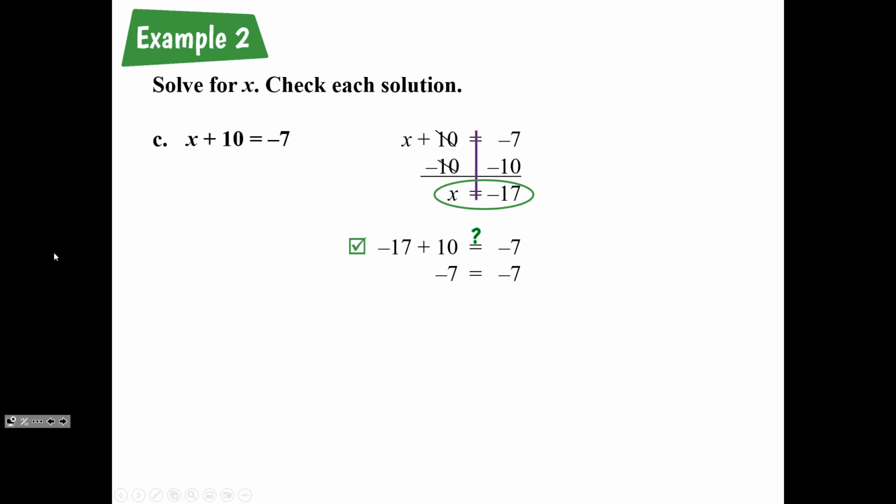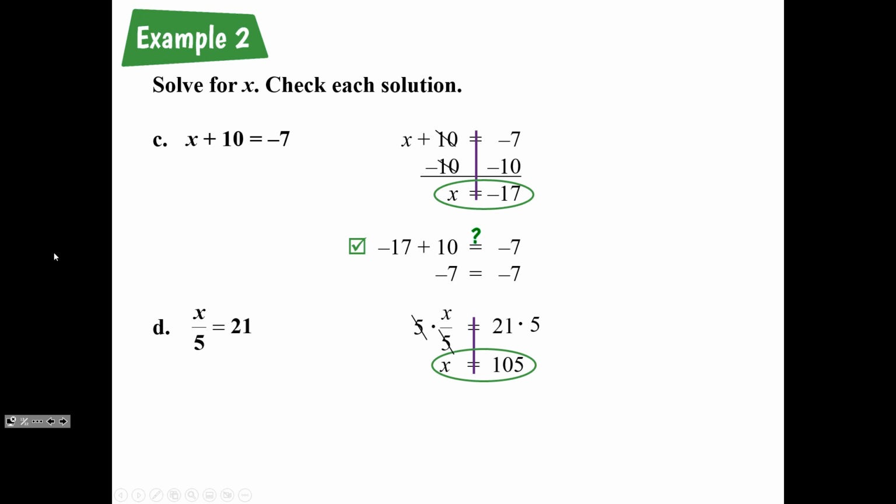Okay? Last one, and then we're going to do one together, and then you guys are going to have some time to practice. We have x divided by 5 equals 21. So our x is being divided by something. What's the inverse of division? Multiplication. So we multiply each side by 5. When we do that, we're left with x by itself on the left-hand side. 21 times 5 is 105.